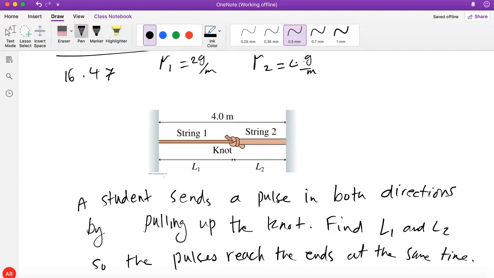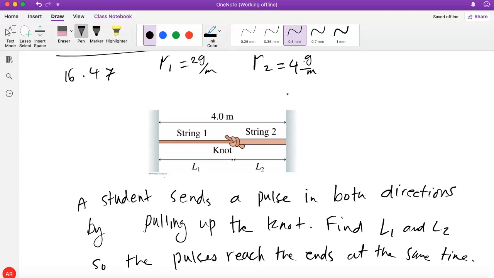So what's happening is the student grabs this knot, pulls it up, and lets it go. Then it generates a pulse that will travel into both strings in the two directions. And we want to see where the knot should be. What are L1 and L2 if the total length is 4 meters, so that the pulses generated at that point reach the two ends at the same time? Okay, so pause the video and think a little bit about this problem, and when you're ready, come back and we'll look at it together.